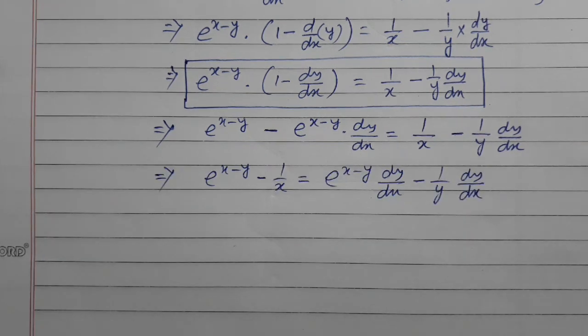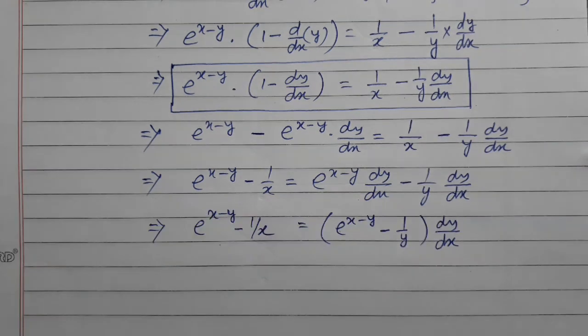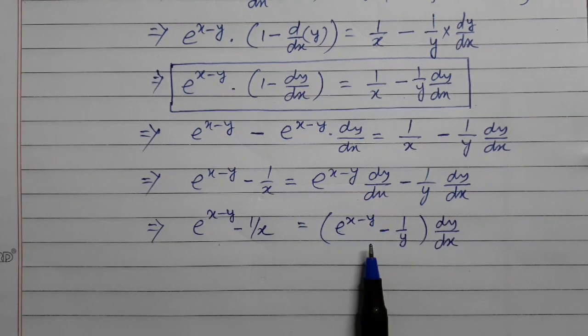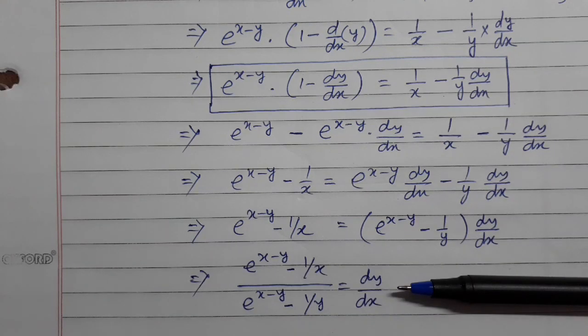Now we can take dy/dx common. Now put this factor on the left hand side. Hence dy/dx is (e to the power x minus y minus 1 by x) whole divided by (e to the power x minus y minus 1 by y).